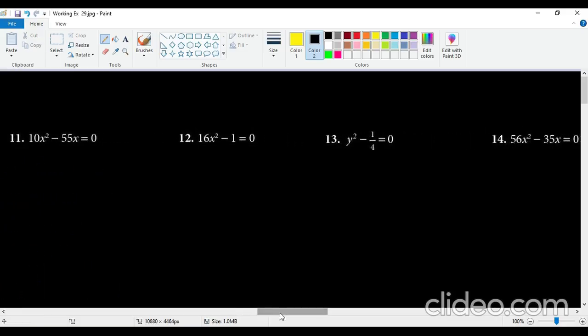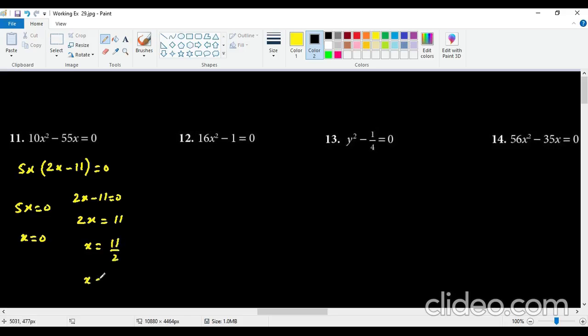In question number 11, I can see here it's 5x which is common and 2x minus 11 is going to be another factor. So 5x equals 0. That means x also equal to 0. And 2x minus 11 equals 0. That means 2x equals positive 11 and x equals 11 over 2. Or we can write 5 whole 1 over 2.